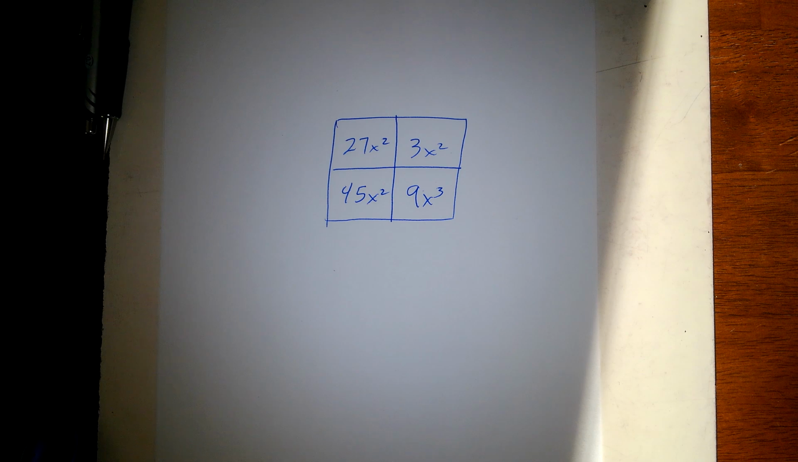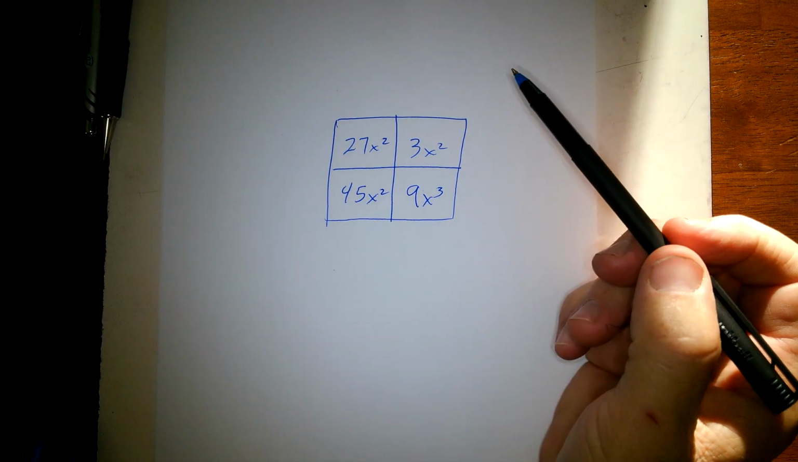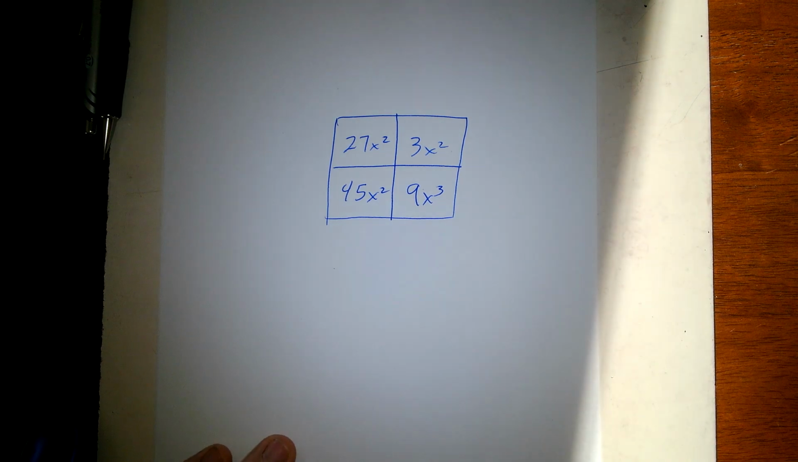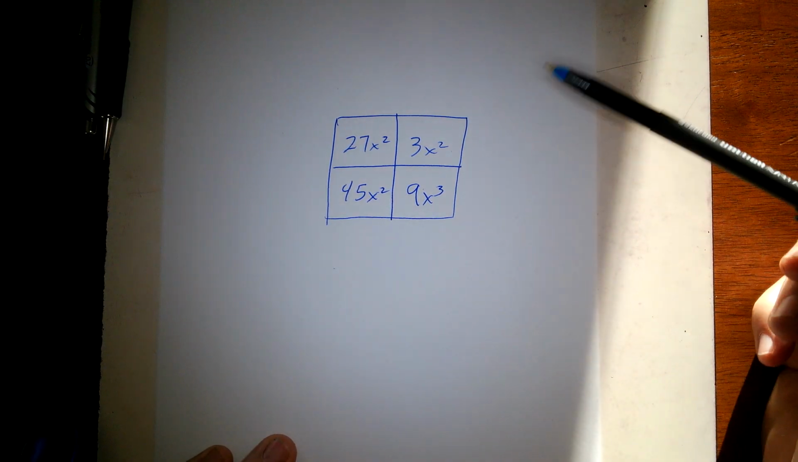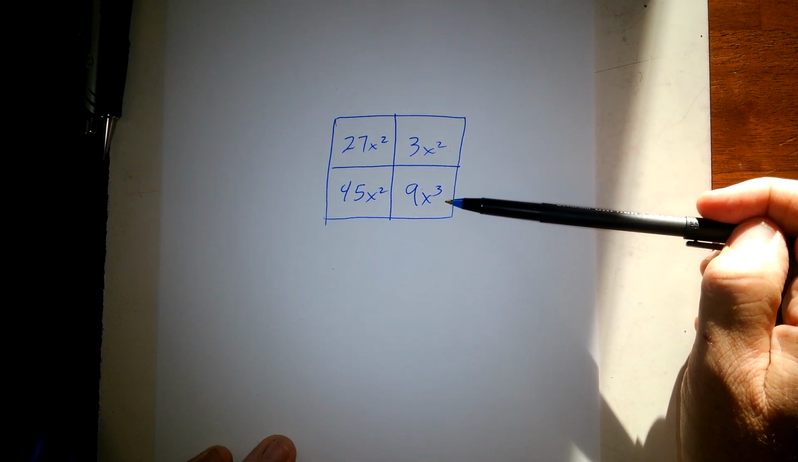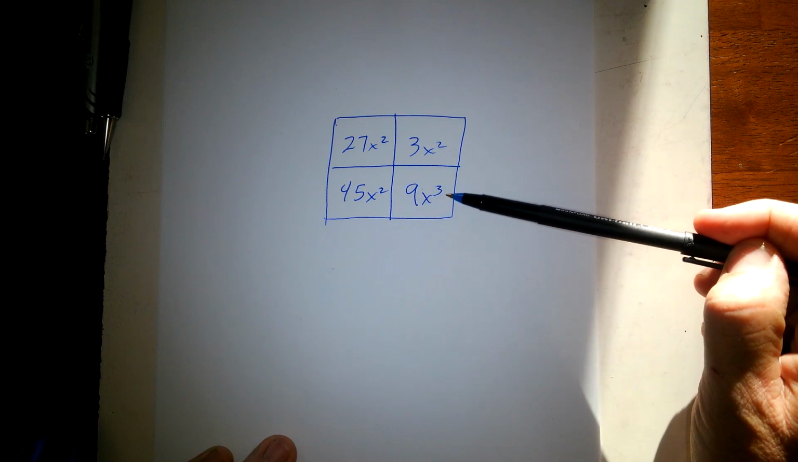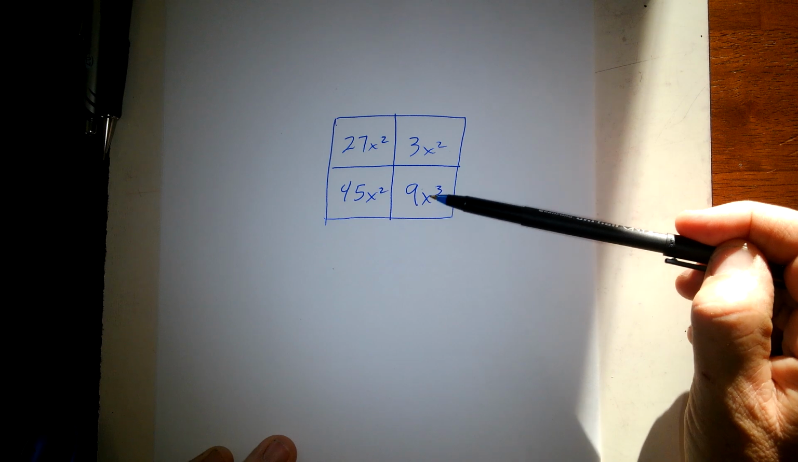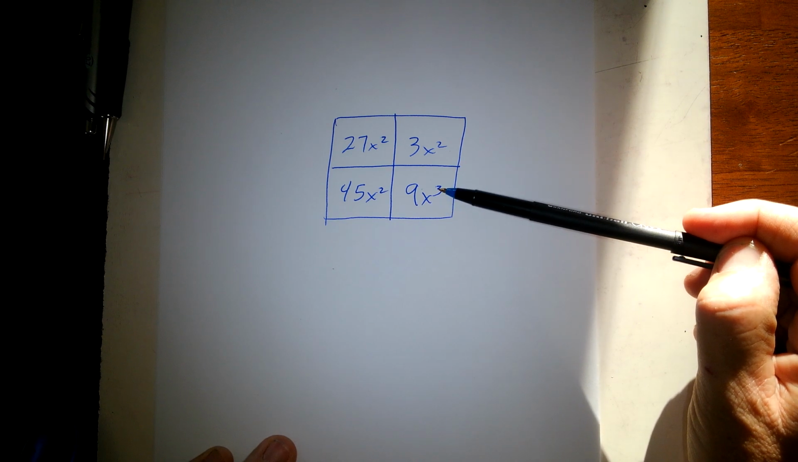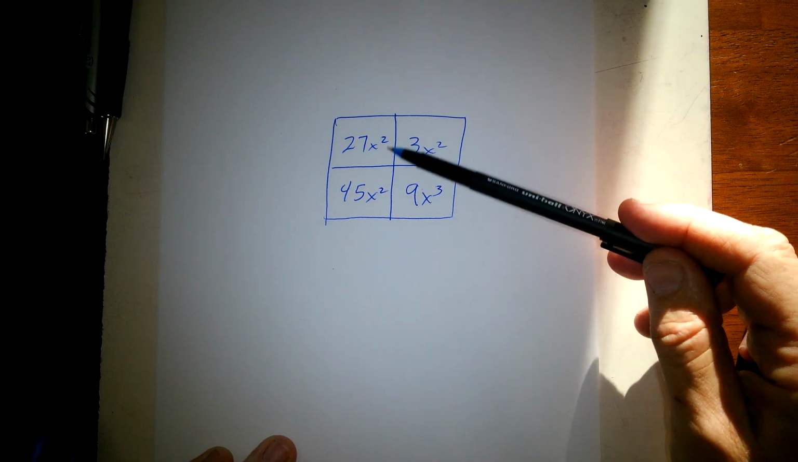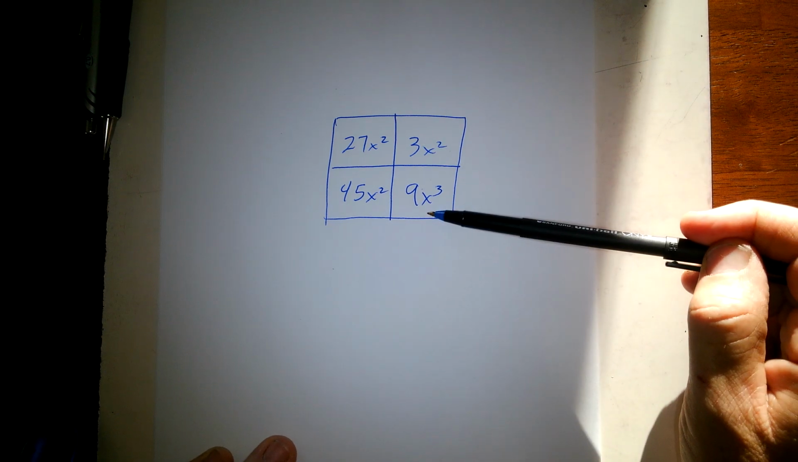Let's go back to yesterday's problem. Which number does not belong? The first one that I think most people said is 9x cubed doesn't belong. Why? Because it is the only one that has an x to the third power. All of the rest of them have powers of 2, so that one doesn't belong.